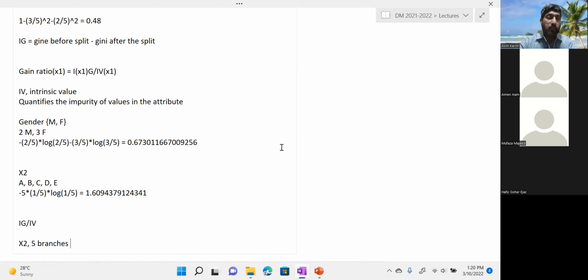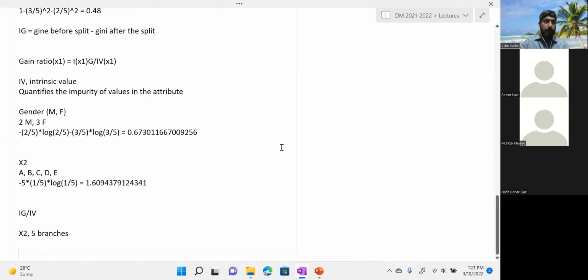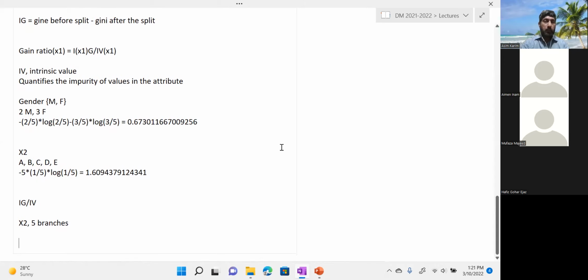So we would like to penalize such attributes which naturally would lead to good classification, and give preference to those that give classification that is more useful in practice. So this measure caters to that. You divide by IV and then of course decide based on the highest gain ratio. Okay? So instead of deciding based on IG, now you decide based on GR.